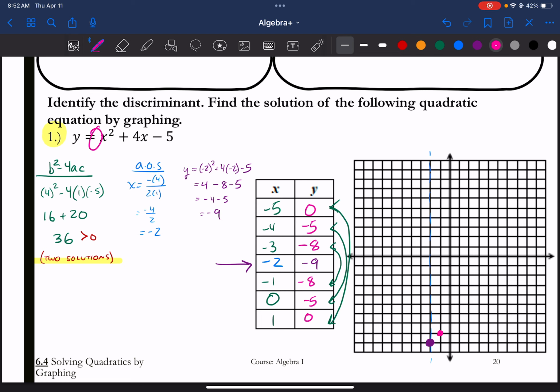I get a negative 3, negative 8, I get a 0, negative 5. I get a negative 4, negative 5. And then I get a 1, comma 0, and a negative 5, comma 0. So here we go. I've graphed my parabola.